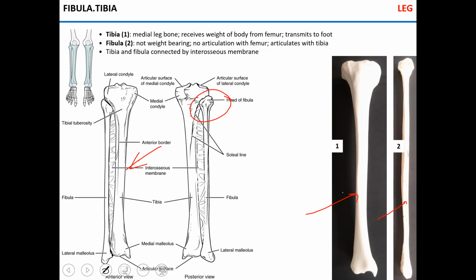Now we can clearly see two malleoli projections: the medial malleolus on the tibia and the lateral malleolus on the fibula. Those are, again, sites of muscle attachment. Here you can see the surfaces of the condyles, the medial and lateral condyles of the tibia. These surfaces articulate with the corresponding condyles of the femur.